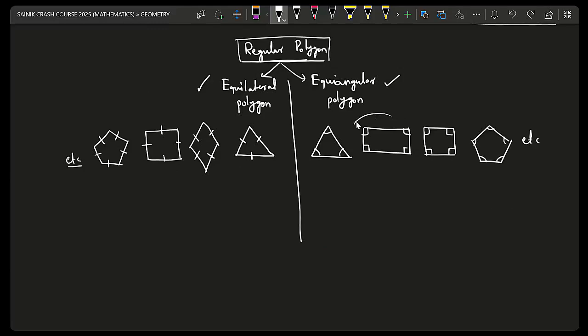You take this rectangle. This rectangle is equiangular because all the angles are equal, but it may not be equilateral because only opposite sides are equal, but all the sides may not be equal. That means a rectangle is equiangular but may not be equilateral.